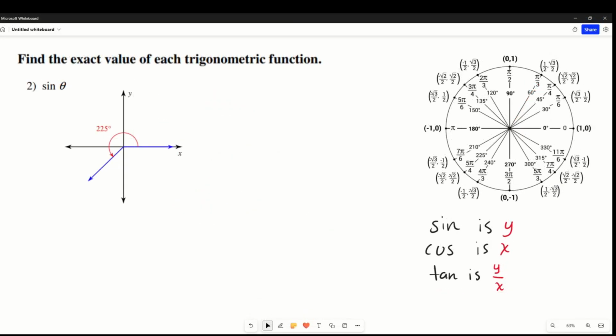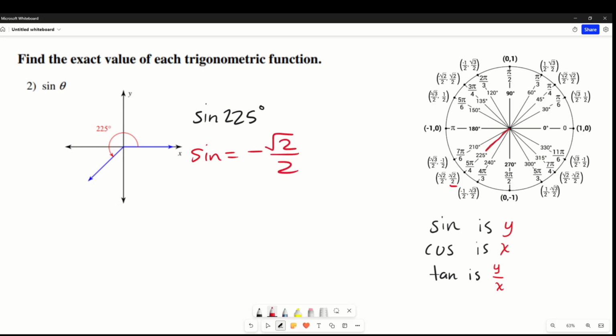For question 2, we have sine of 225 degrees. Let's write that. Sine of 225 degrees. We know this is in quadrant 3, but we don't know what the coordinate is, so let's go to our unit circle. Let me change this color to red. 225 degrees is right here, which is 5 pi over 4, and the coordinates are negative root 2 over 2, comma, negative root 2 over 2. Sine is y, so let's look at our y, which is negative root 2 over 2.